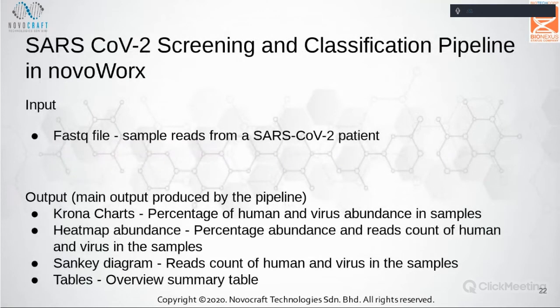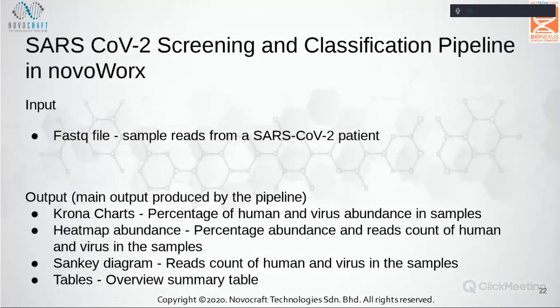Now, we proceed to the input and output for this pipeline. For your information, this pipeline requires input in the form of FASTQ files. So, as long as you have your FASTQ files in hand, you can run this pipeline successfully. There is no problem. There are four main outputs produced by this pipeline.